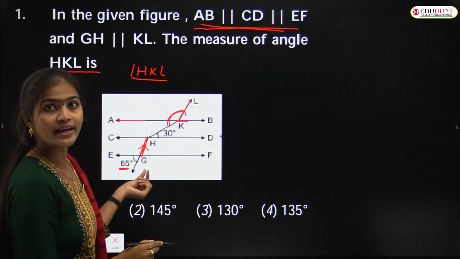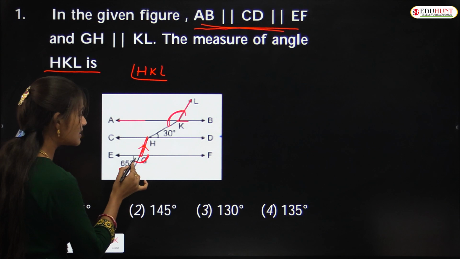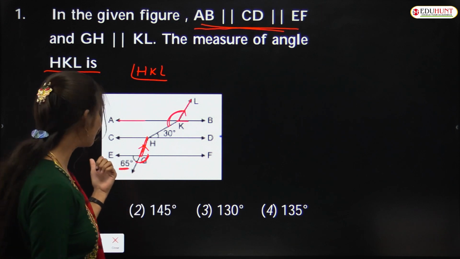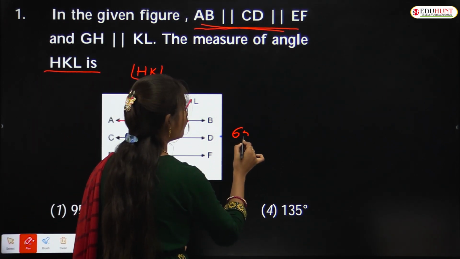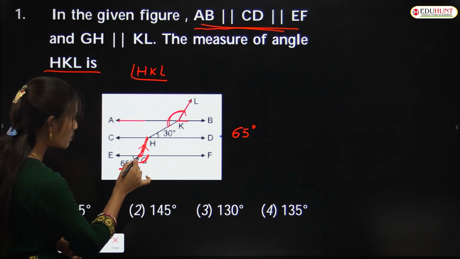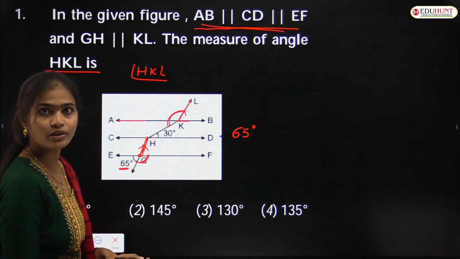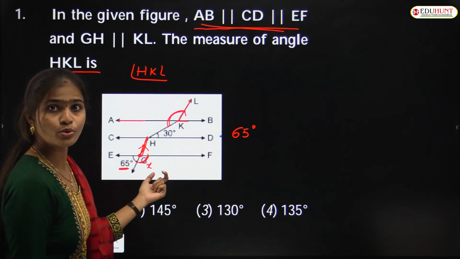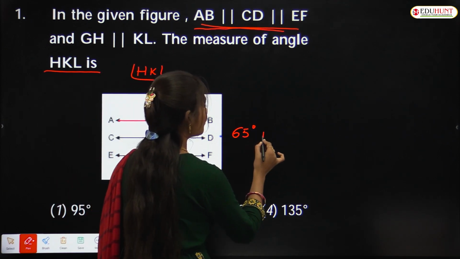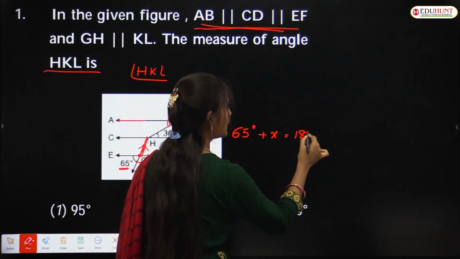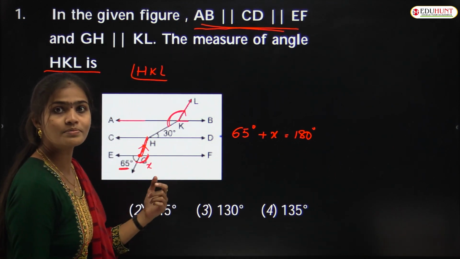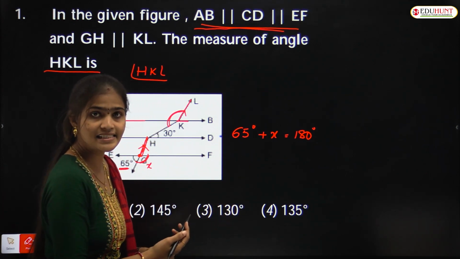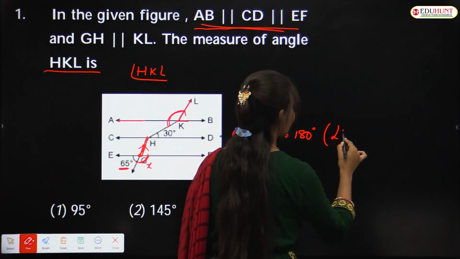Once you observe the point Z, we have two angles formed at the point Z. One of the angles is already given, that is 65 degrees. And we know that the sum of these two angles forms a linear pair, no? So let us take this angle as X. These two angles form a linear pair, so 65 degrees plus X is equal to 180 degrees. A linear pair means the sum of two adjacent angles is 180 degrees, right?